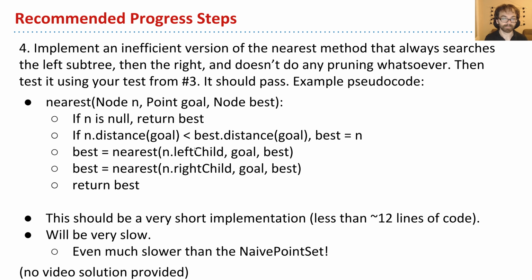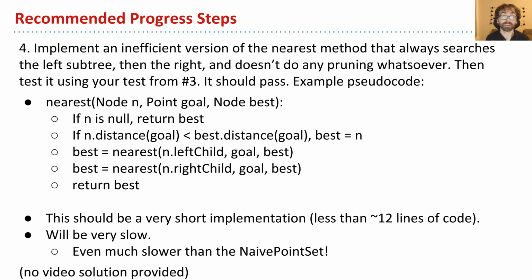Now this should be a really short implementation. I'd say less than 12 lines of code. I think mine was like 8, something like that. Now I'll note that this is actually going to be extremely slow. It's actually going to be slower than the naive point set. So in other words, we built this KD tree that's a much more complicated data structure than the naive point set, but here it's super slow because this nearest method has to traverse a big tree. It's a lot of overhead, so it'll be bad.